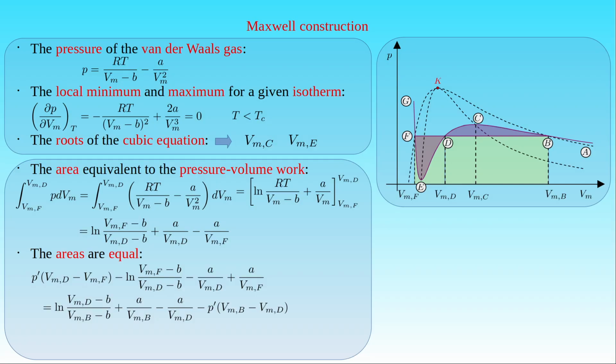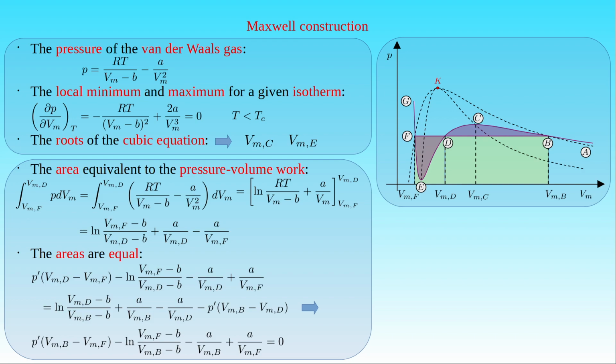After simplifying this equation, we obtain the condition telling us that the pressure P' times the difference between V sub mb and V sub mf, minus the natural logarithm of the ratio of V sub mf minus B to V sub mb minus B, minus A over V sub mb, plus A over V sub mf must vanish. We use this condition to find the molar volumes V sub mb and V sub mf, where the pressure P' is determined by the evaluation of the van der Waals equation at any of these molar volumes.